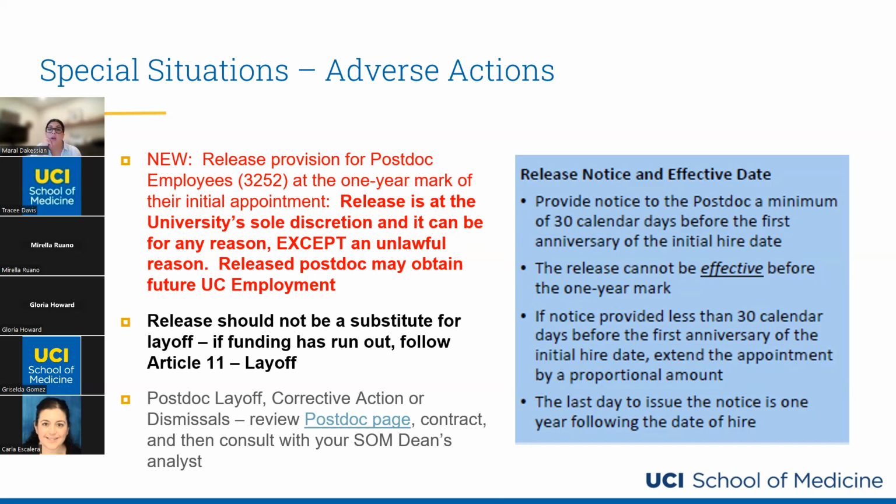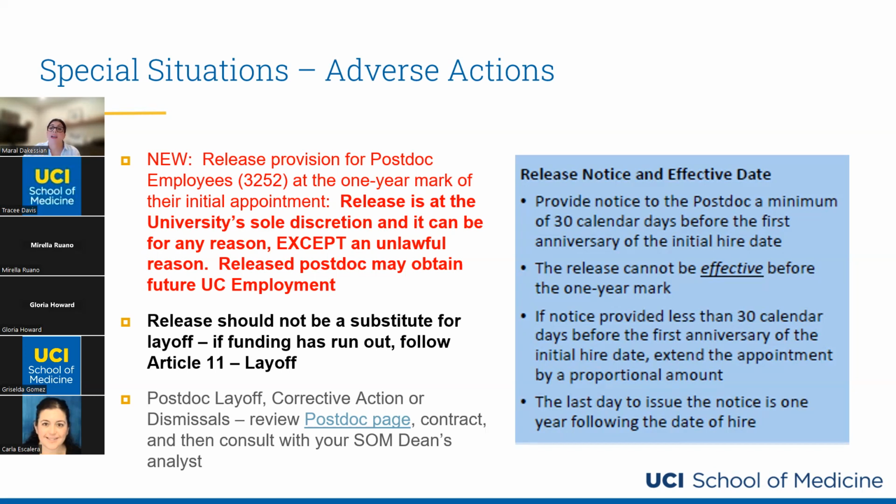Okay. If the notice provided is less than 30 calendar days before the first anniversary, then you have to extend the appointment by a proportional amount. So if you notify them on June 15th that they're ending on June 30th, you have to give them another 15 days because you didn't give them that full 30-day calendar notice. So their new appointment end date would be July 15th.